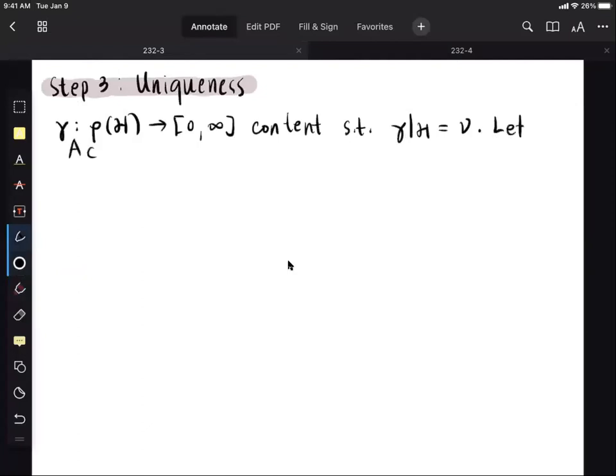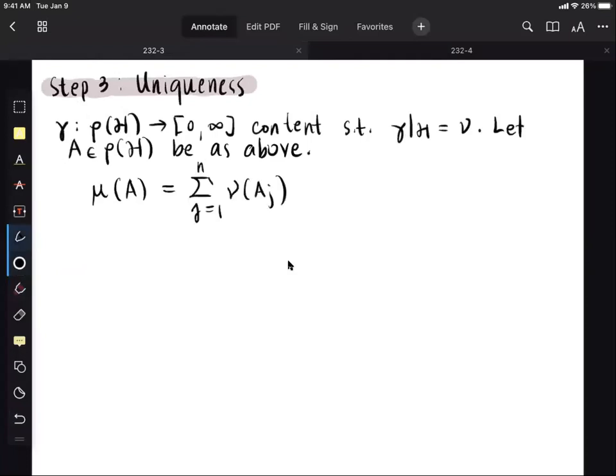Now let us take an element of the semi-ring, and suppose that this is partitioned as above. So in other words, it is the union of the a sub j's, j from 1 to n. Then let's start with the definition of mu. This is the definition of mu.